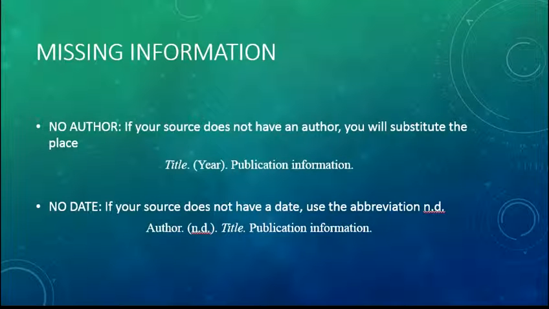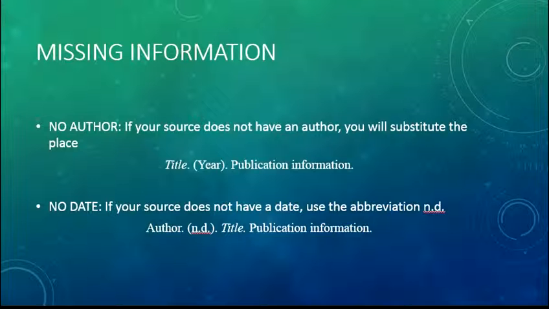Okay, so finally, this is the last part I want to talk about, in case you have some missing information. For instance, if you don't have an author, if your source has been published anonymously, you can just substitute the title in its place. Okay, so as you can see in our example here, we have the title, then the year, then the publication information. So we're just going to exclude the author if you don't have one.